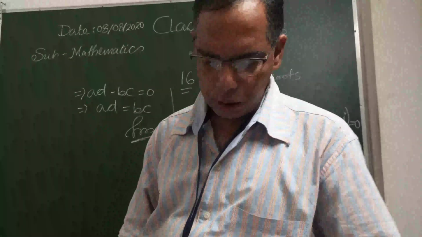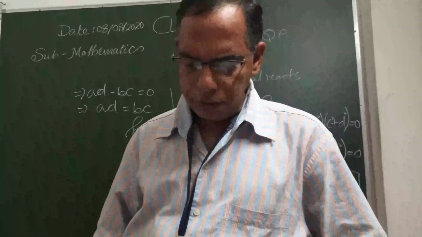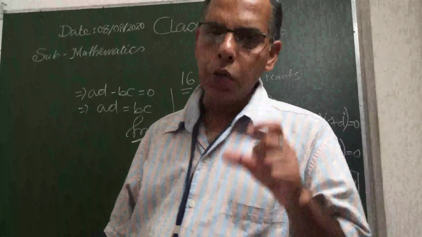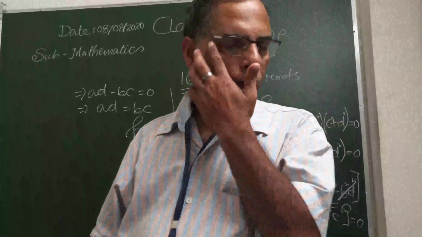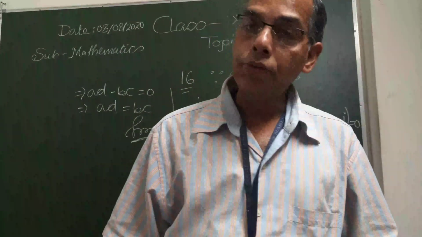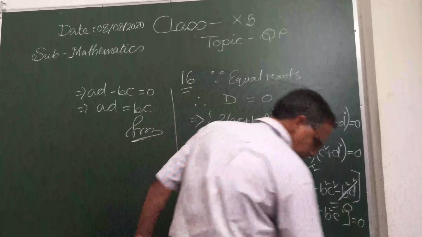Now let's see next question number 17. Draw the graph of the following equation. So I'll just convert the equation and then you plot the graph and then you have to find out the area of the triangle formed by the two lines and the axis. I'll show you. Okay. Just a minute.